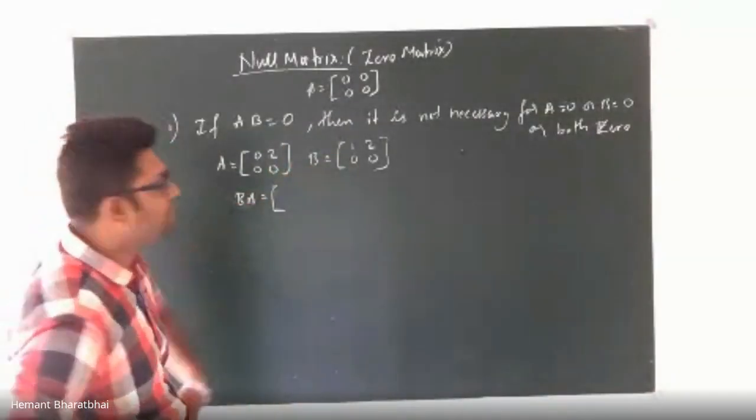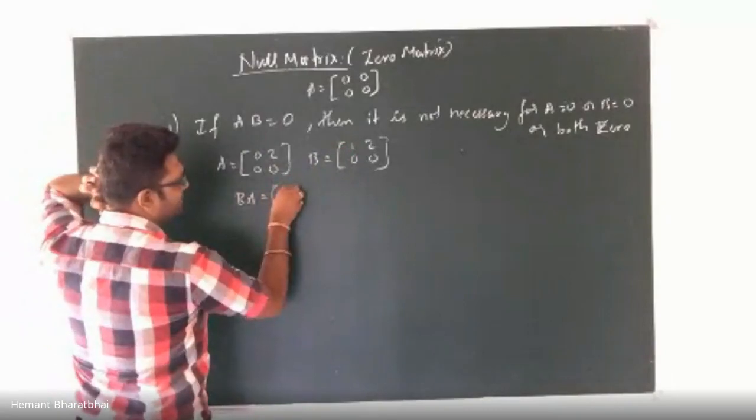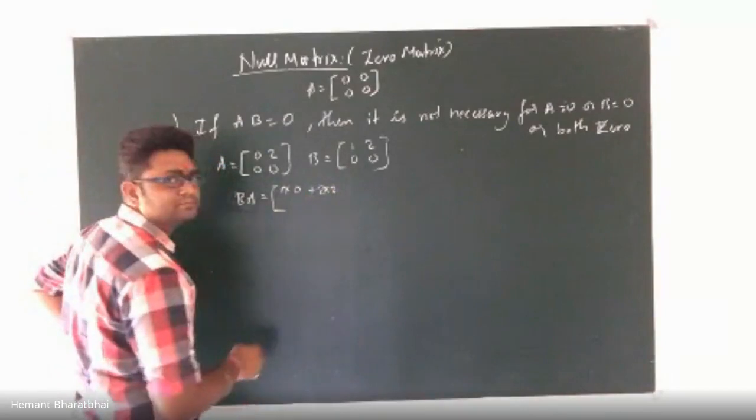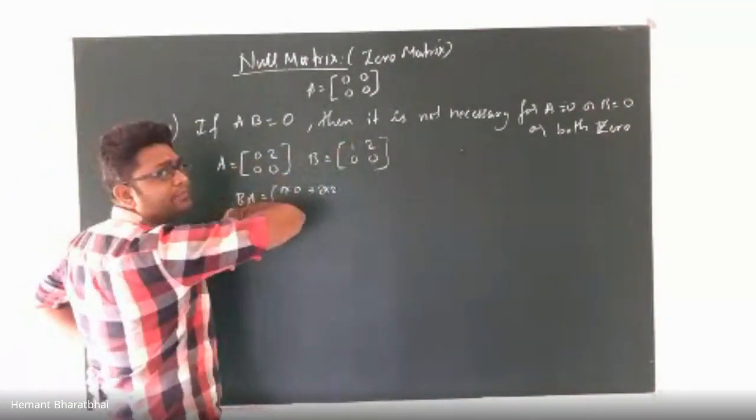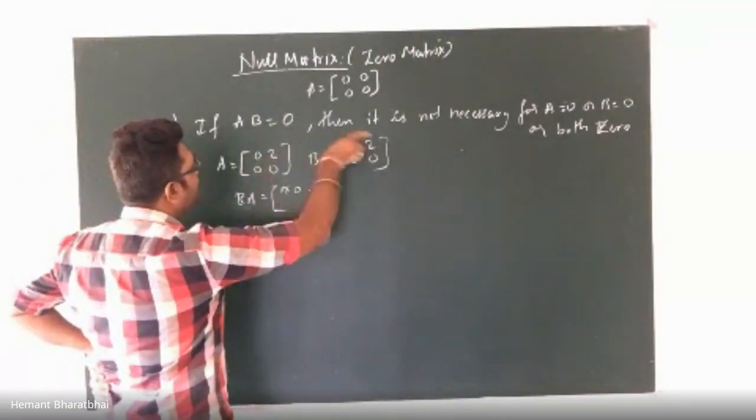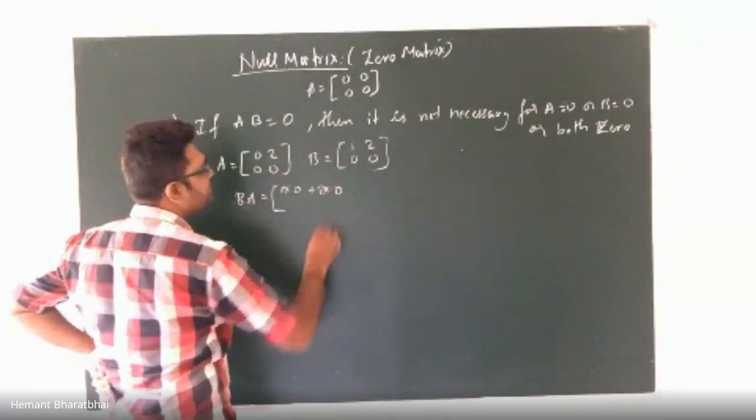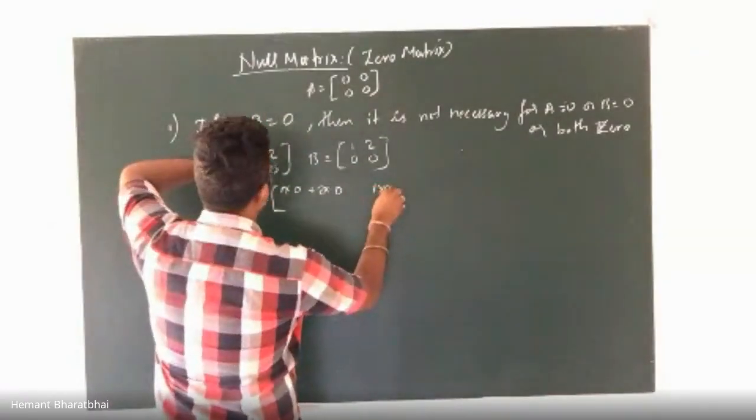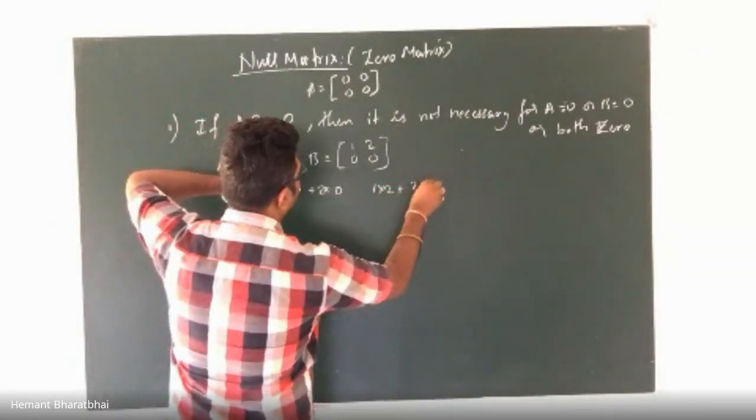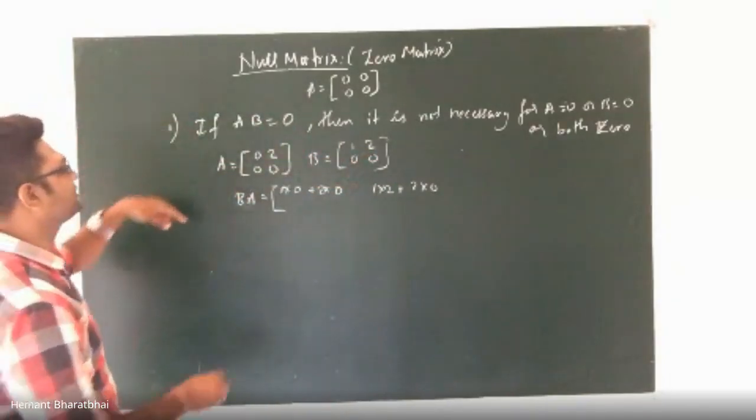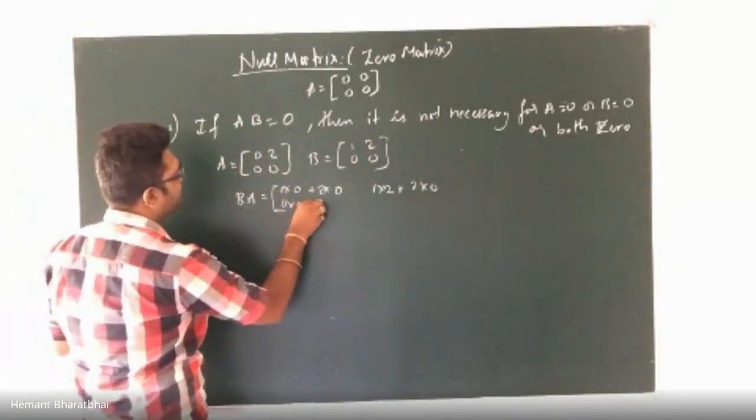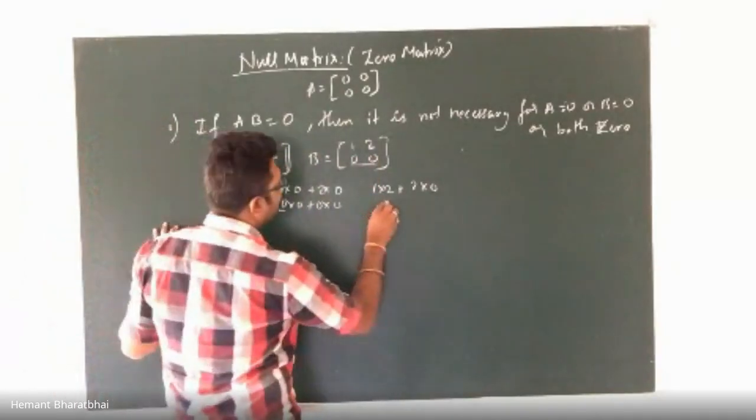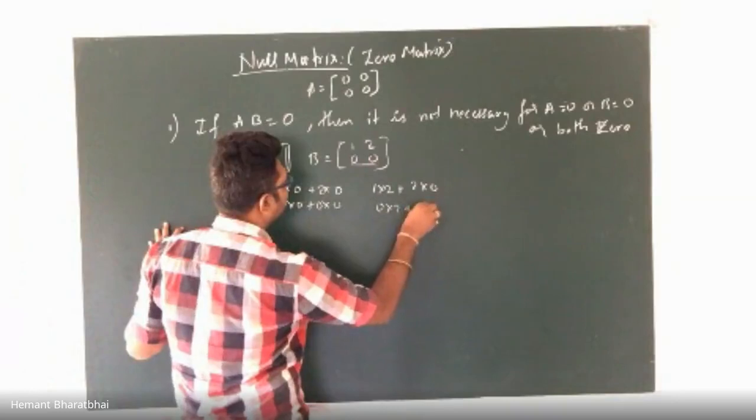Row of first matrix, column of second matrix. So first row into first column: 1 into 0 plus 2 into 0. Then first row into second column: 1 into 2 plus 2 into 0. Then second row into first column, that is 0 into 0 plus 0 into 0. Then second row into second column, that is 0 into 2 plus 0 into 0.